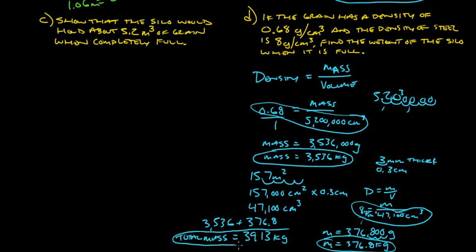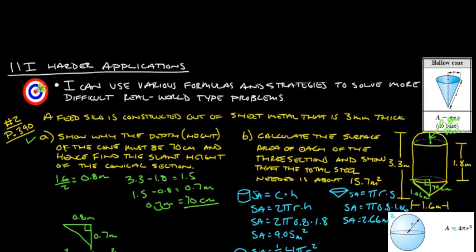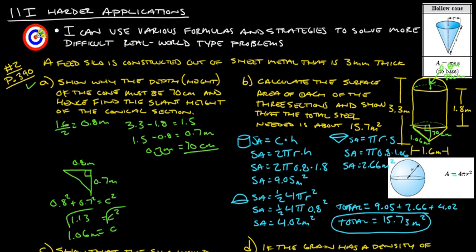All right, so that is our total mass for that thing there, and that was one problem. Now, granted, the rest of the problems on here are not going to take that long, but anyway, that's how you do problem number 2. Okay, so now you should be able to say that I can use various formulas and strategies to solve more difficult real-world type problems. And again, that's definitely the trickiest problem that you're going to run into.